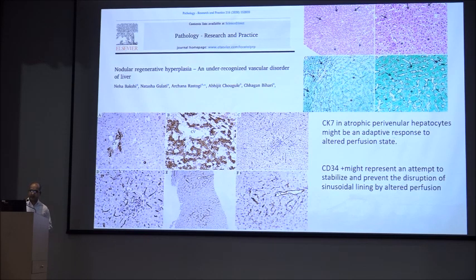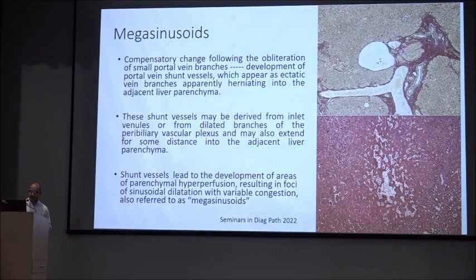So the importance of this is that CK7 in the atrophic perivenular hepatocyte may indicate an adaptive response to the altered perfusion state in the hepatocytes. And CD34 positivity, which is not there in normal liver, might represent an attempt to stabilize and prevent disruption of the sinusoidal lining in an altered perfusion state, which is seen in NRH.